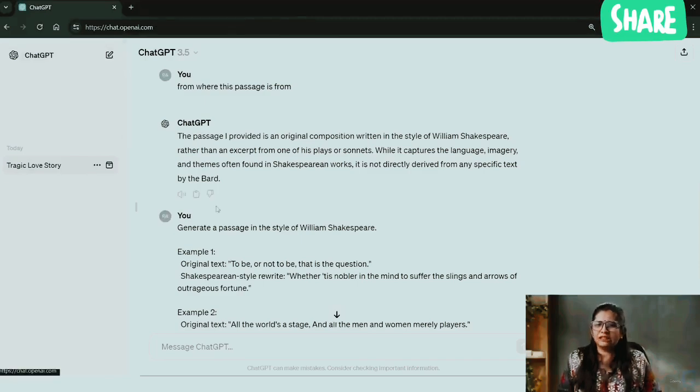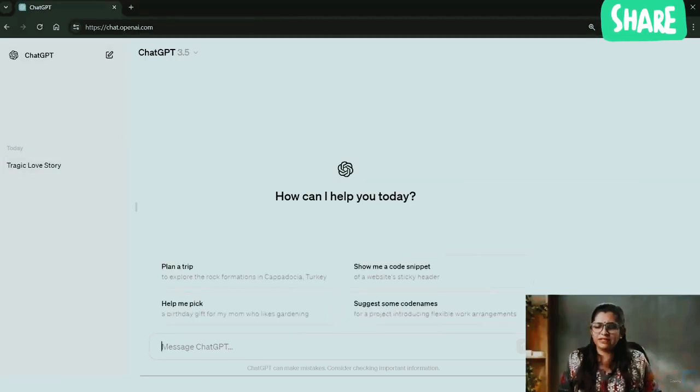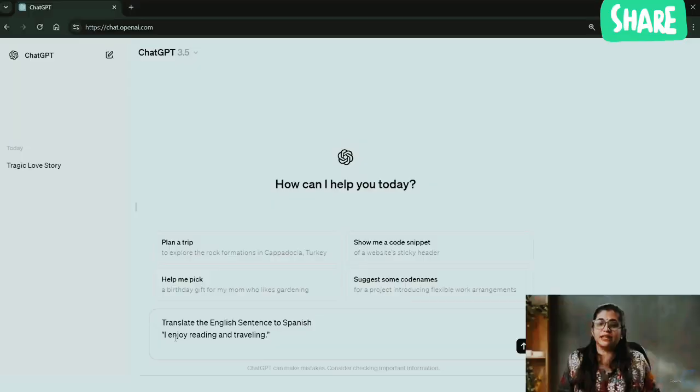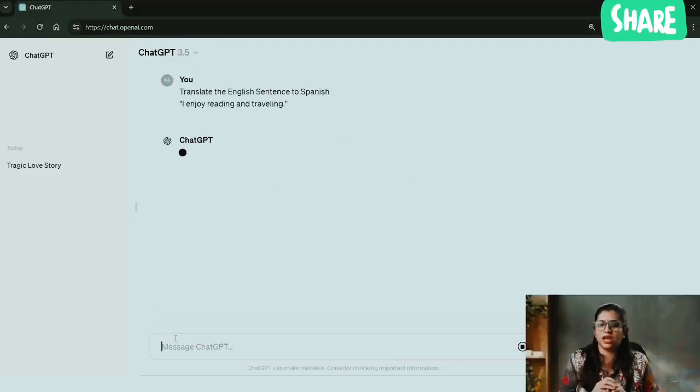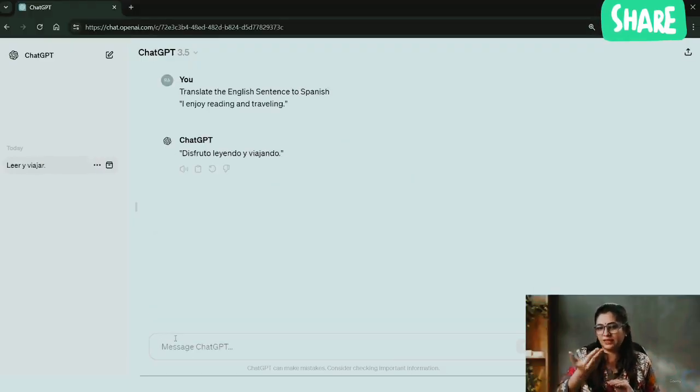Let's take another example where we ask ChatGPT to translate. Let's take a simpler example where I say, translate this English sentence to Spanish. I am a Spanish reader. This is the English sentence I want to translate into Spanish. I say this and it gives the translation. Now, if I want to make this few shot, I'll add examples, more examples for the same.